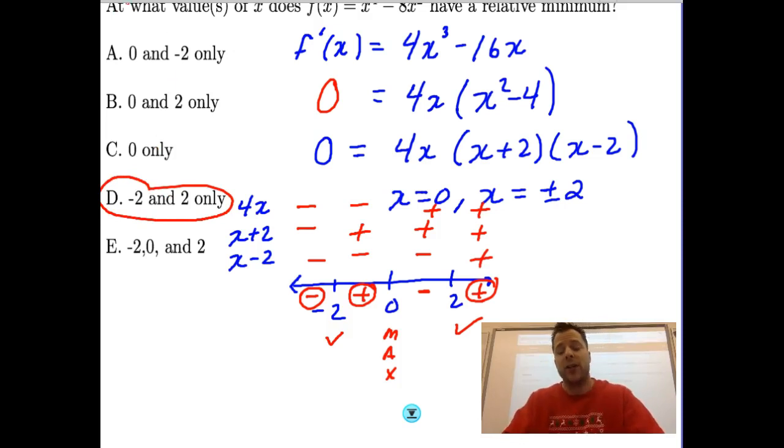So that's another 2 examples of relative max and mins. I've got one more example to show you that I want to do separately.